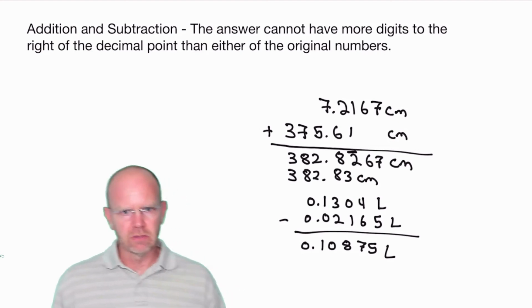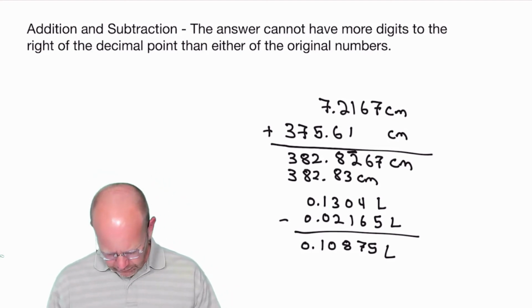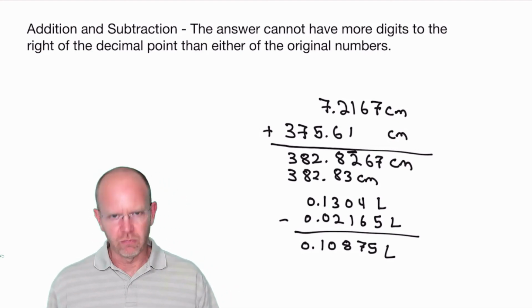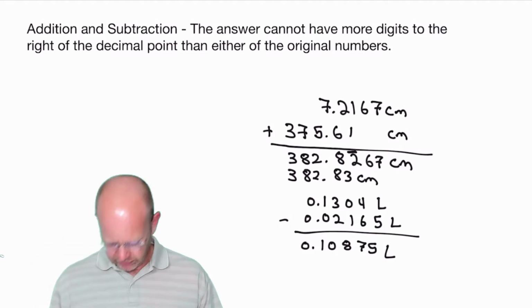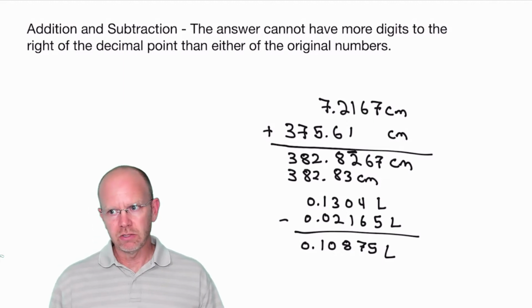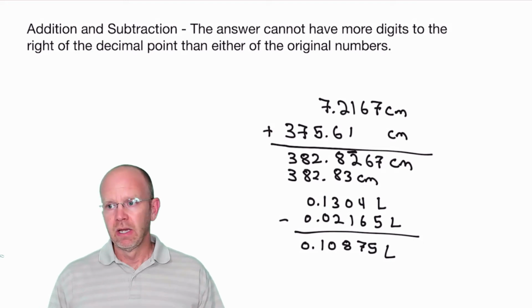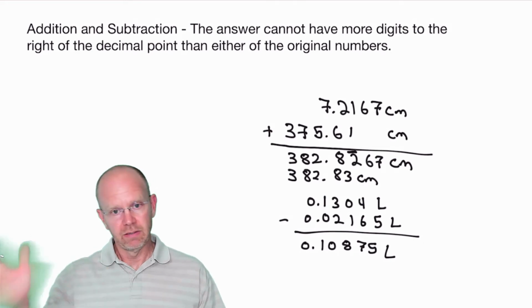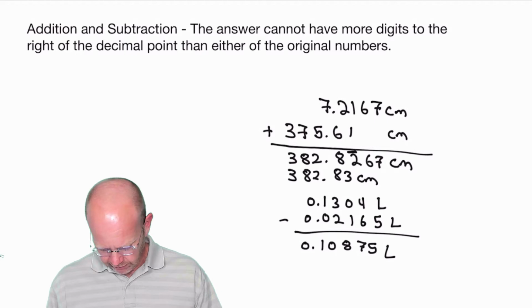Okay, let's talk about a difference. The difference works the same way. So say we had 0.1304 liters, 4 significant figures in that number, 4 of them past the decimal point to the right, minus 0.02165 liters. That number also has 4 significant digits. And in this case, there are 5 places to the right of the decimal point.